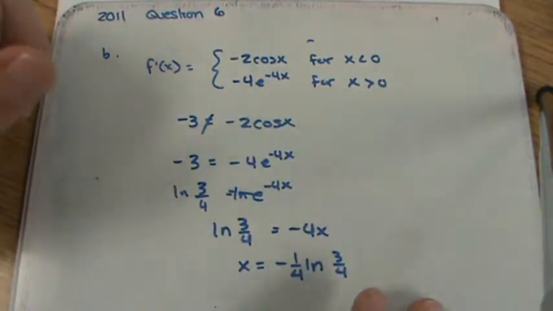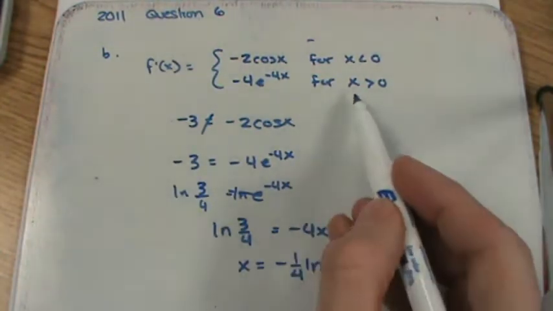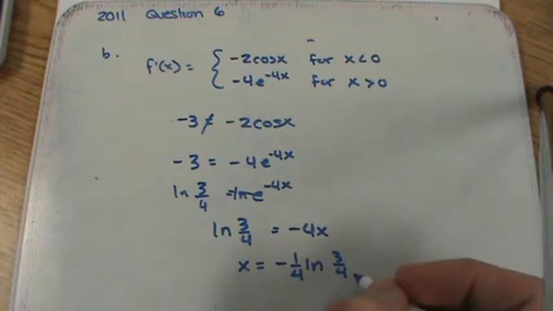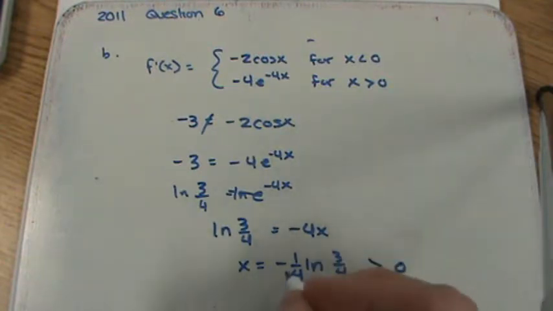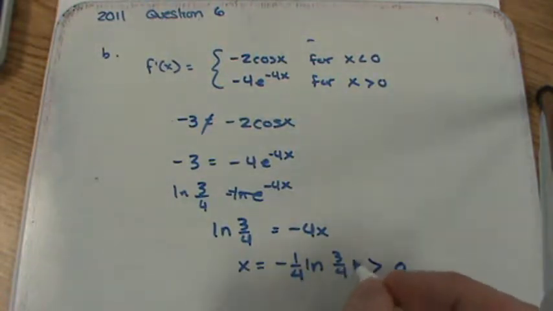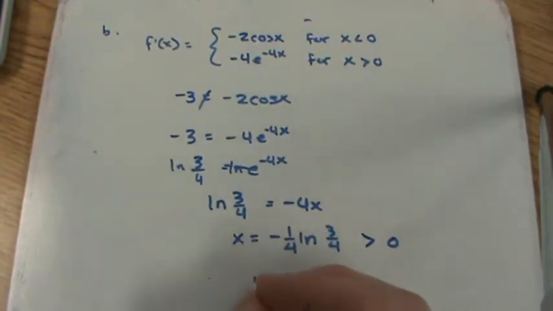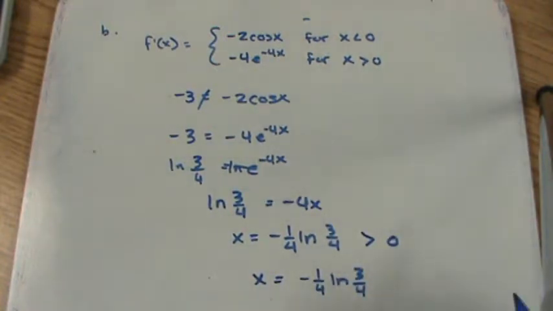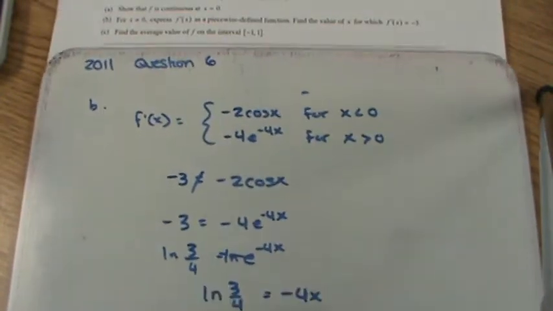Now, one thing I'd be careful of, you got to remember that this equation only works when x is greater than 0. So you got to make sure that this is greater than 0, and it is. You got a negative natural log of 3/4. E is bigger than 3/4, so in order to find a power that gives you a number less than 3/4, it would also have to be negative. So a negative and a negative would make this a positive. So the x value that makes it equal to negative 3 would be negative 1/4 natural log of 3/4. All right, so that covers part B.